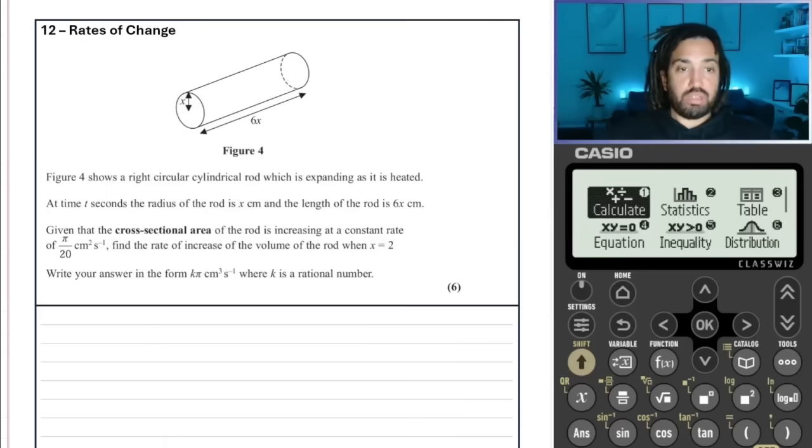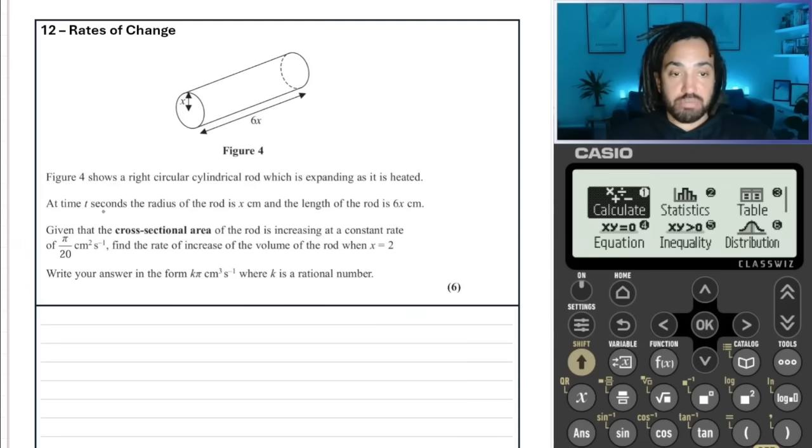Perfect. Okay, we've got rates of change. We need to read these questions very carefully. It says that a right circular cylindrical rod is expanding as it is being heated. At the time t seconds, the radius of the rod is x and the length of the rod is 6x. Given that the cross-sectional area, so not the whole surface area, but the cross-sectional area of the rod is increasing at a rate of that.